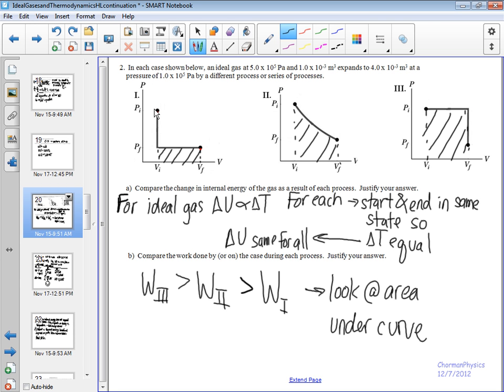The reason is that the delta T should be the same for all if the delta P and delta V's are all the same, and for them to all start in the same and end in the same state, the delta U's must be the same for all of them, okay?